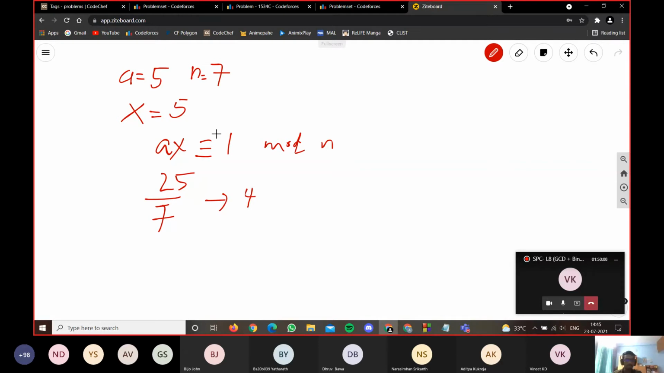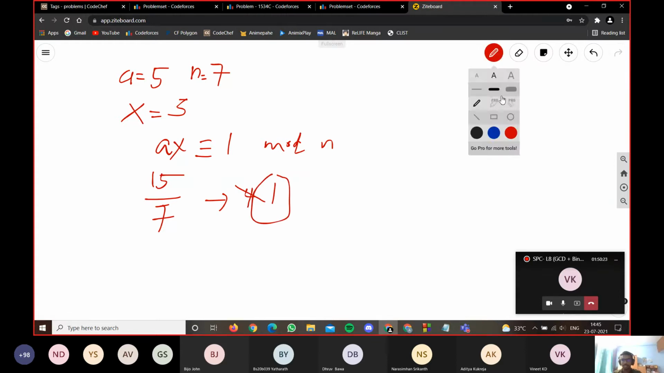Okay, now I got another answer, 3. So if we change this to 3, 5 times 3 is 15, and 15 divided by 7 gives a remainder of 1. Yes, we have a mod inverse.